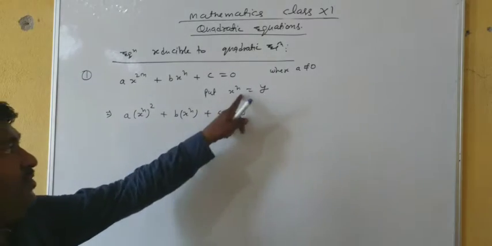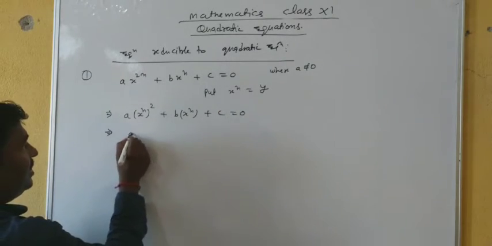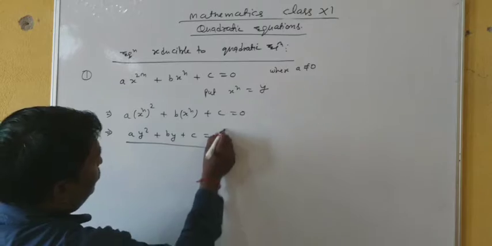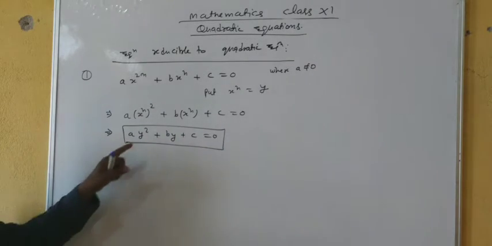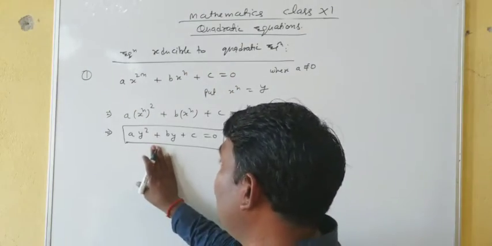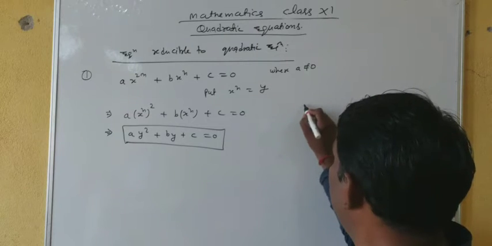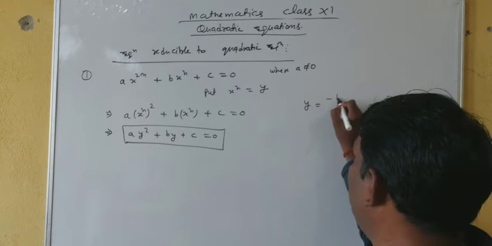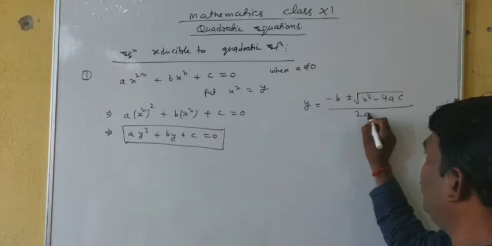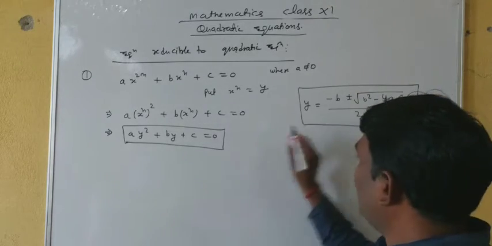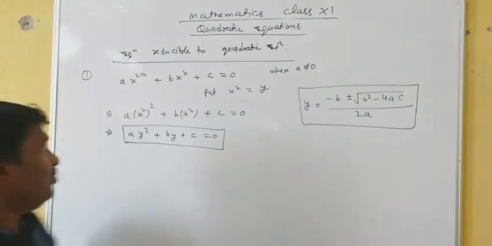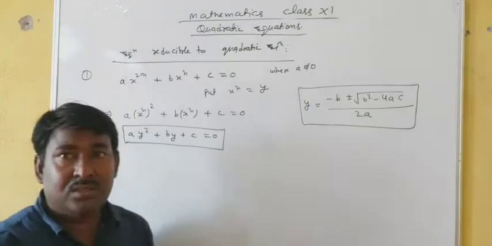So now putting y in place of x power n, you will get a y square plus b y plus c is equal to 0. So see, this is the equation which is quadratic in y. Now you can solve this quadratic equation by using the quadratic formula, y is equal to minus b plus minus under root b square minus 4ac upon 2a. By using this formula you can solve this equation, and later you can put the value of y, which is equal to x power n, as you have already taken.